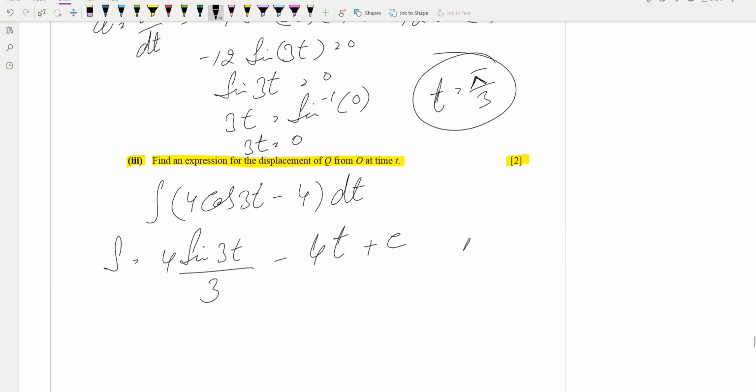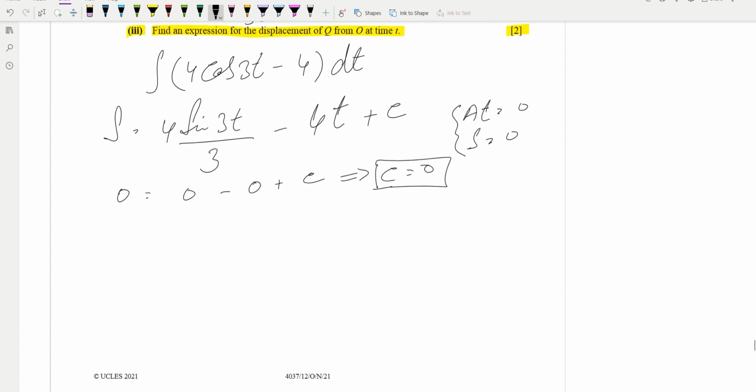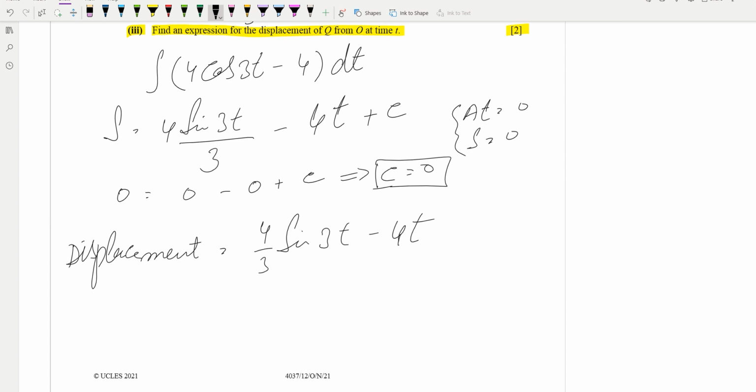Now at t equal to 0, s is equal to 0. If we replace these values to find the value of c, s is equal to 0 at t equal to 0, so this will be 0 minus 0 plus c, which implies c is equal to 0. We replace in s, so the displacement is equal to 4 over 3 sine of 3t minus 4t, and the c value is 0, so we are not writing that. This is the displacement which we were supposed to find.